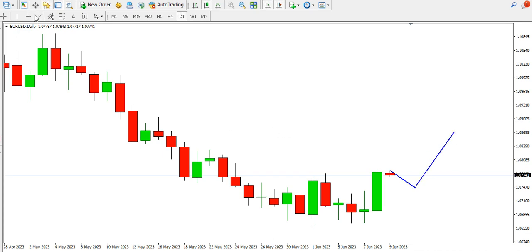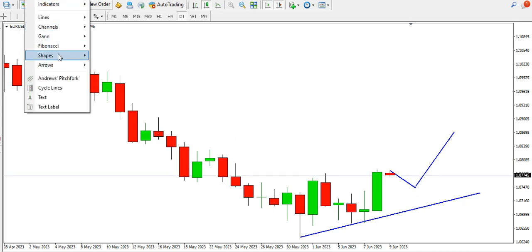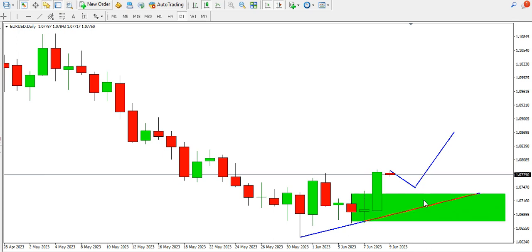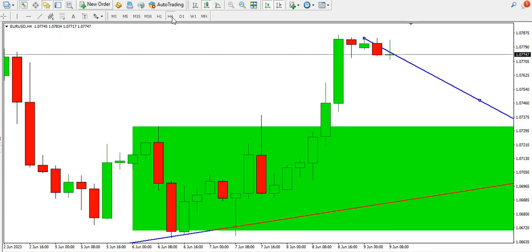All right, we have this ascending trend line. This might be monitored. We also have this order block on the daily time frame. This might also be monitored. The confluence of the ascending trend line and the order block might give a solid demand level for price to rise. All right, so let's take a look at what we have on the 4-hour time frame.